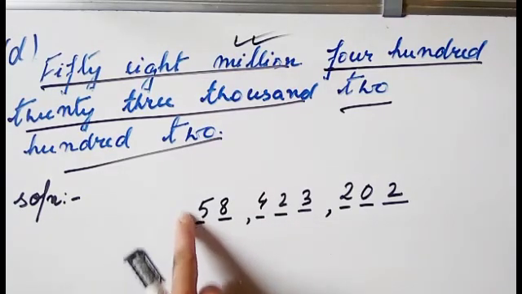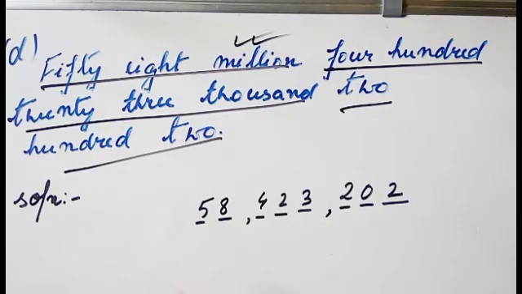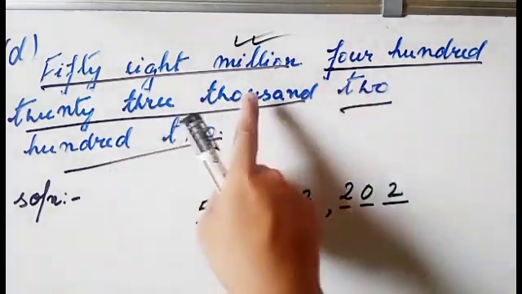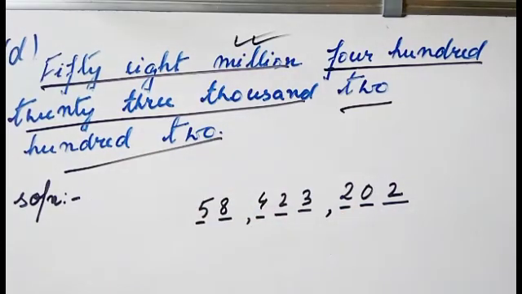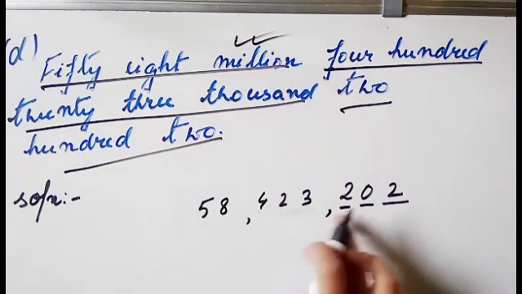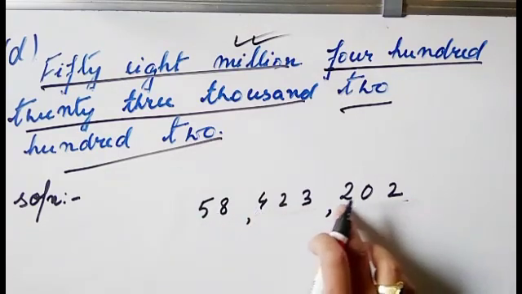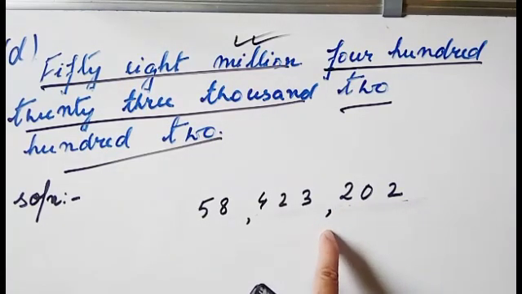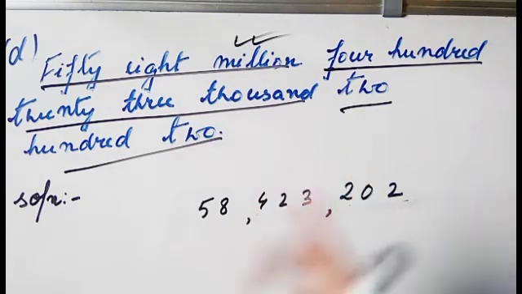So no need to write 100 million. This will be the numeral for the given number name: 58,423,202. Let's check whether we placed the commas correctly using the rule of the international system. The first comma comes after 3 digits starting from the right: 1, 2, 3. The remaining commas will come after every 3 digits, right? So 1, 2, 3. This is the correct answer for this given question.